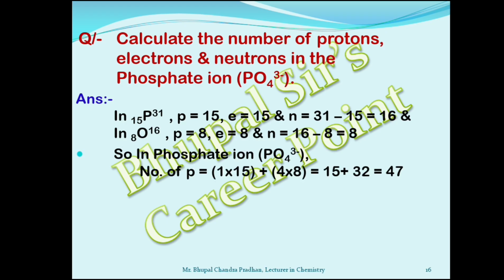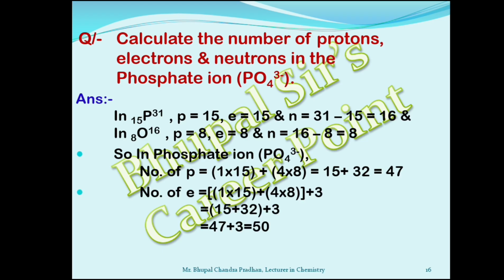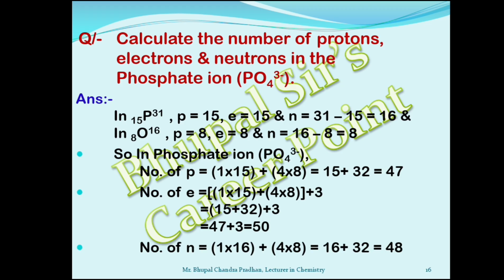So in the phosphate ion, the number of protons is equal to 1 into 15 because it consists of only one phosphorus, and 4 into 8, as it consists of 4 oxygen atoms. Thus 15 plus 32 is equal to 47. As it is an anion, by gaining 3 electrons it becomes 3 minus. So the number of electrons is equal to 47 plus 3, that is equal to 50. The number of neutrons is equal to 1 into 16 plus 4 into 8, that is equal to 48. The number of neutrons in the phosphate ion is 48.